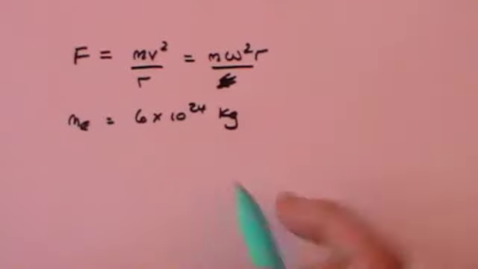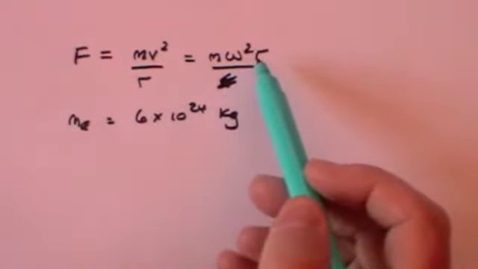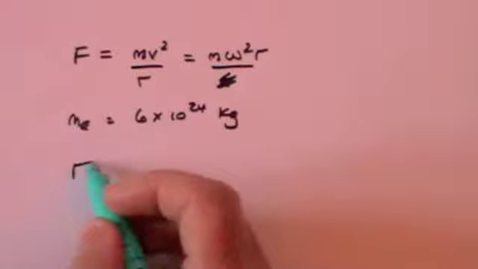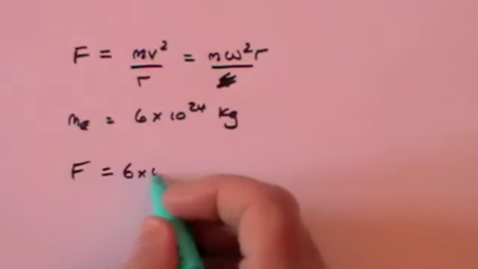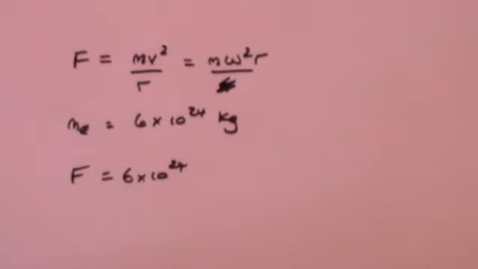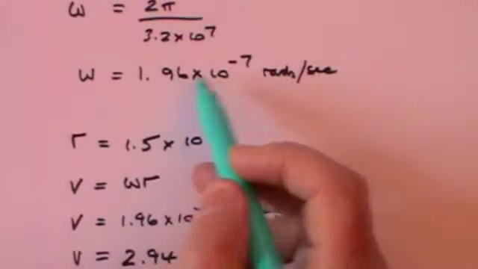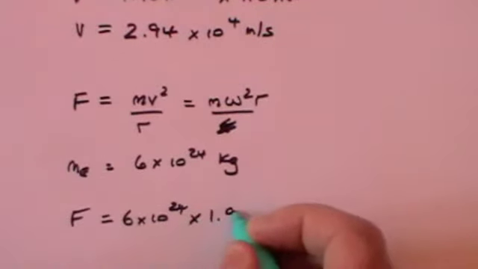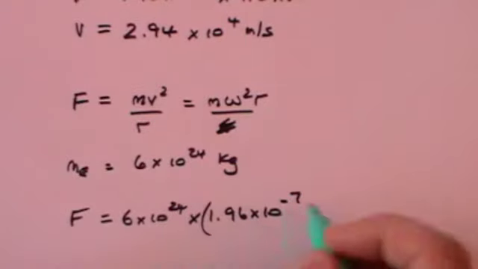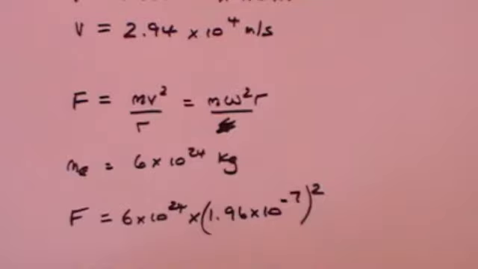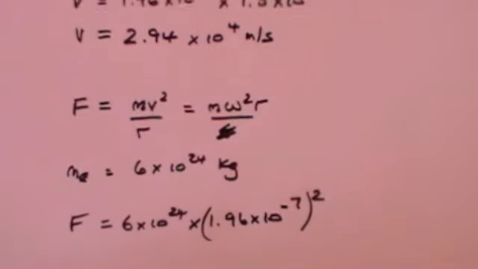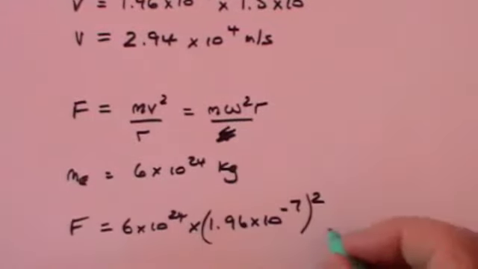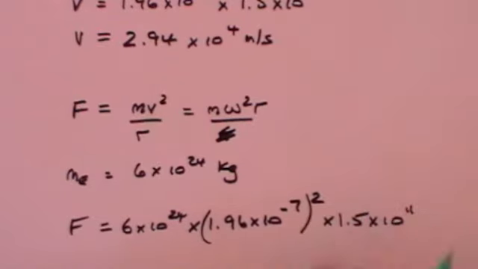So it's mv squared over r, or m omega squared r. Now we just substitute in here. We've got the force is equal to m, which is 6 times 10 to the 24, times omega, which we calculated back up here, 1.96 times 10 to the minus 7 squared, because it's m omega squared, times r, the radius, which we were given as 1.5 times 10 to the 11 meters. So now we multiply that by 1.5 times 10 to the 11.